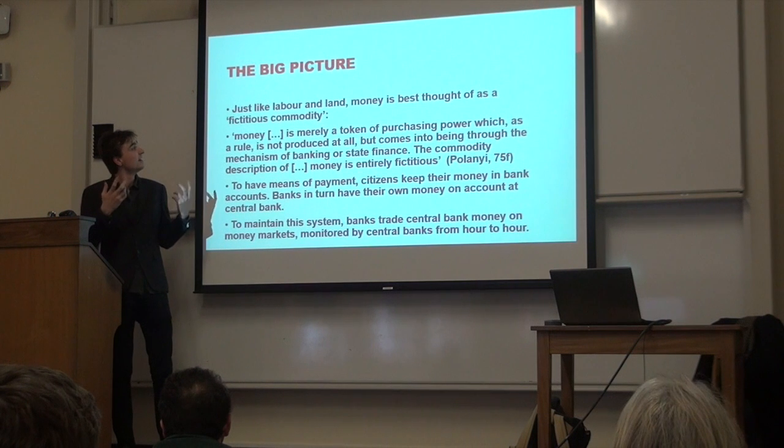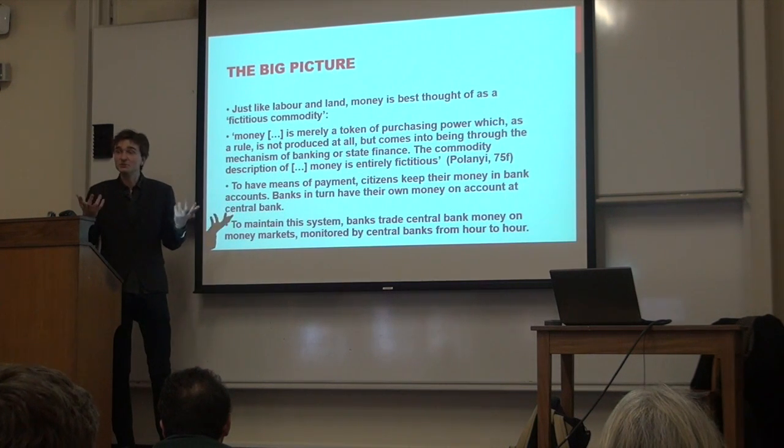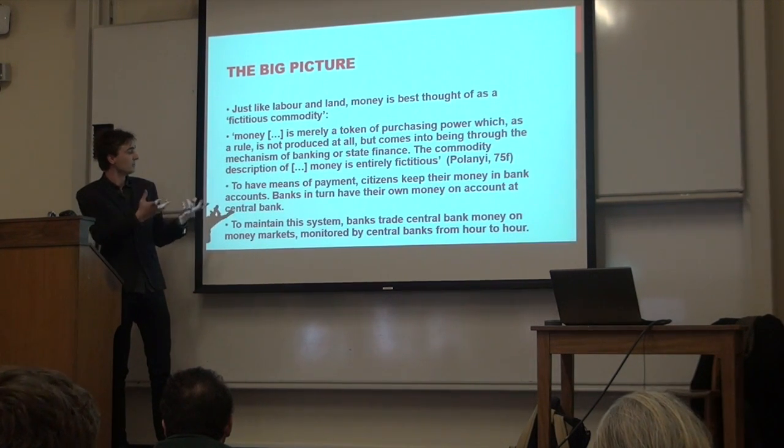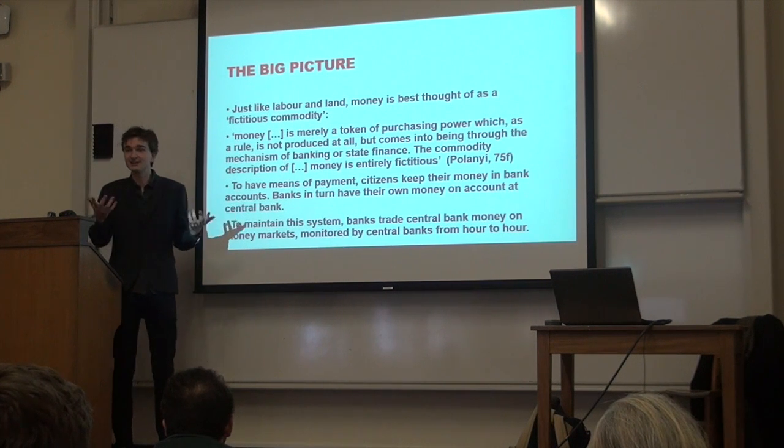So Polanyi, who introduced the idea of a fictitious commodity, has actually made this claim in precisely this way, that just like labor and land, money too is a fictitious commodity. As he argues, money is merely a token of purchasing power, which as a rule is not produced at all, but comes into being through the mechanisms of banking or state finance. The commodity description of money is entirely fictitious.